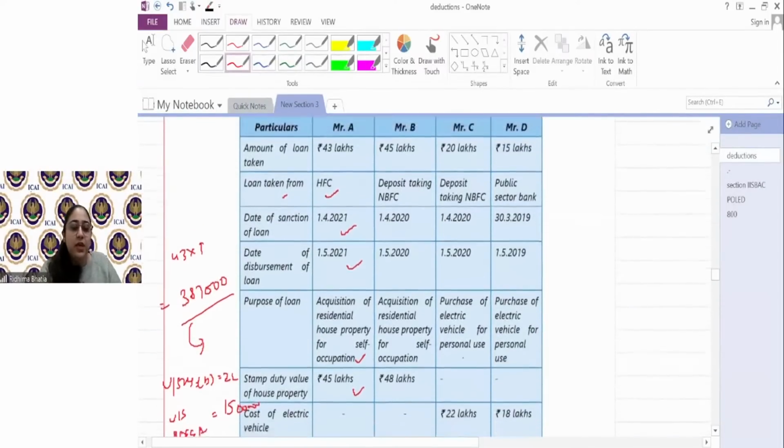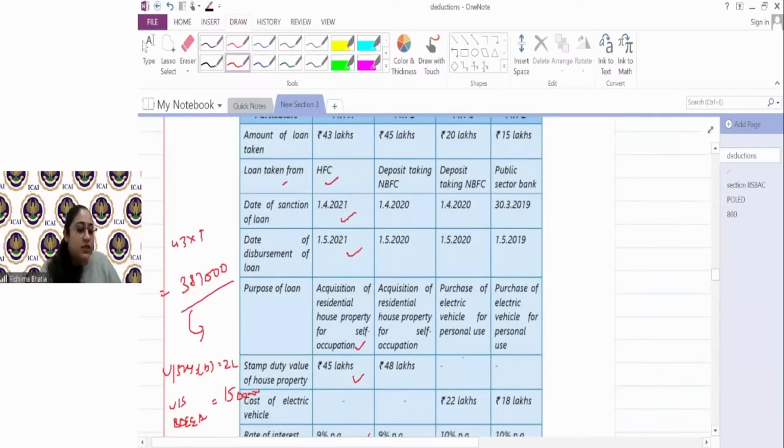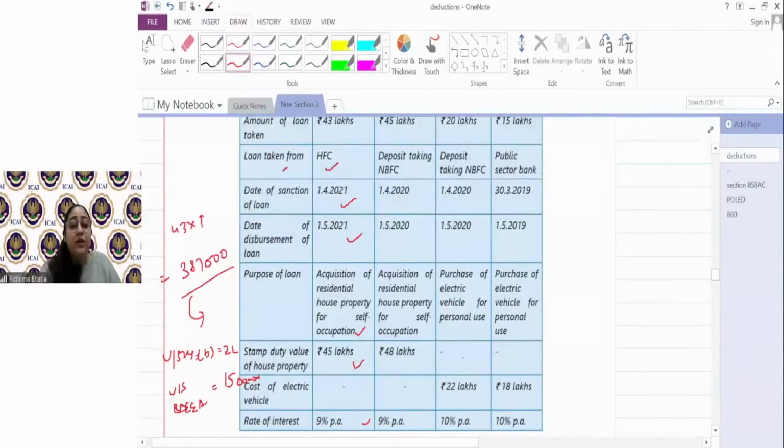Okay, sorted. Next, for Mr. B. Mr. B again has taken a loan of 45 lakhs. Stamp duty value of the property is 48 lakhs. Loan is taken between 19 to 22. So guys, since the property value is 48 lakhs, 80EEA is not allowed because stamp duty value should be up to 45 lakhs. Okay? But definitely this person can claim interest under section 24B, which would be 45 lakh at 9%, restricted to 2 lakh because the property is for self-occupied purpose.